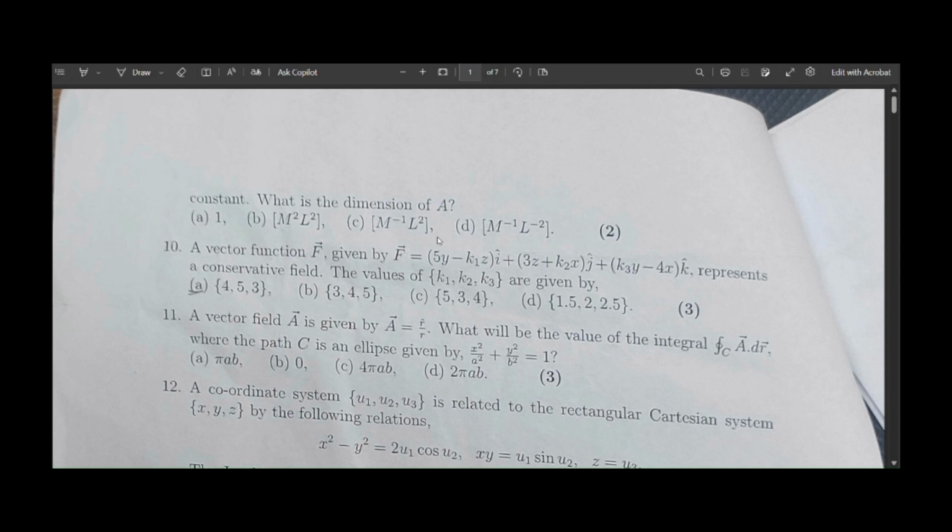Now question number 10. A vector function f is given by f is equal to (5y minus k1) i plus 3j plus (k2 x) j plus (k3 y minus 4x) k, and it represents a conservative field. Find the values of k1, k2, k3.